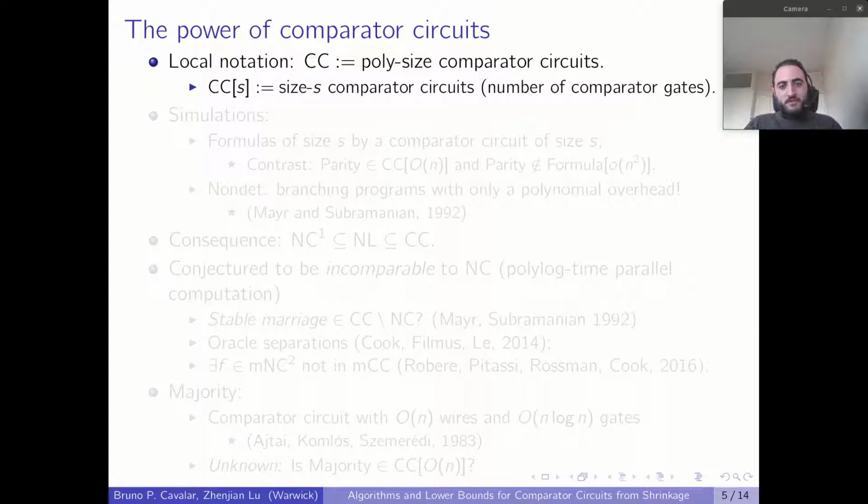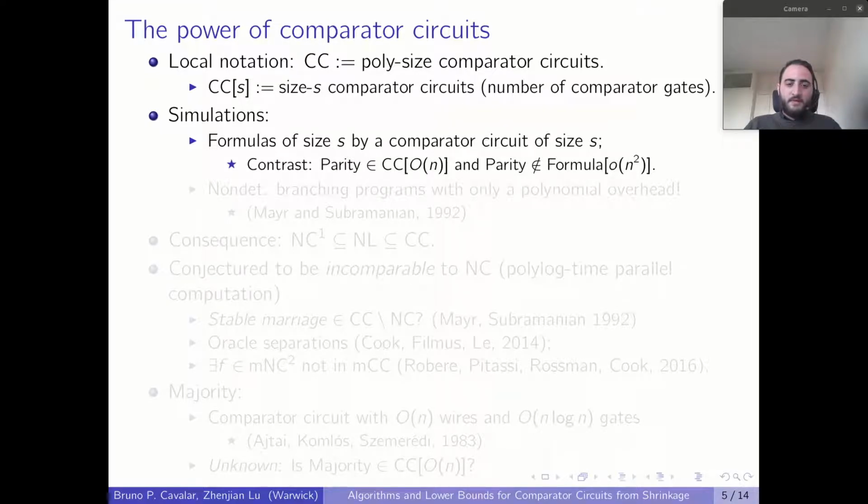So what can comparator circuits do? As a local notation for this slide, we'll denote CC to be the class of polynomial size comparator circuits, and CC brackets S the class of problems solved by size S comparator circuits. And of course, the size of a comparator circuit is the number of comparator gates. Okay. So simulations. It's easy to see that formulas of size S can be simulated by comparator circuits of size S. Right? Formulas are exactly circuits with fan out exactly 1. So it's not hard to see that they can be simulated by comparator circuits.